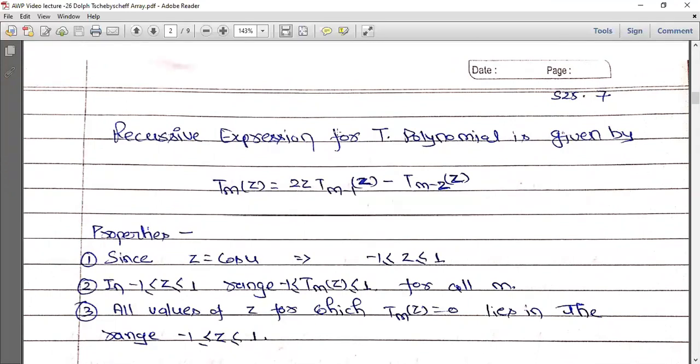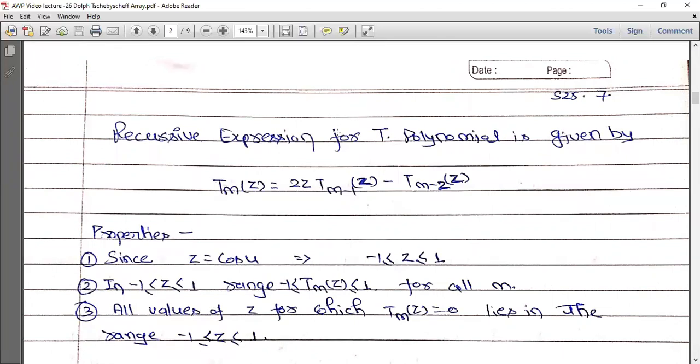Is that clear? Suppose you need to find T3z. T3z can be found using T2z and T1z. We know very well that T1z is z, and T2z is 2z square minus 1. If you know these two, then you substitute those functions here: 2z times T2z minus T1z. Substituting the values of T2z and T1z, you can find the value of T3z.